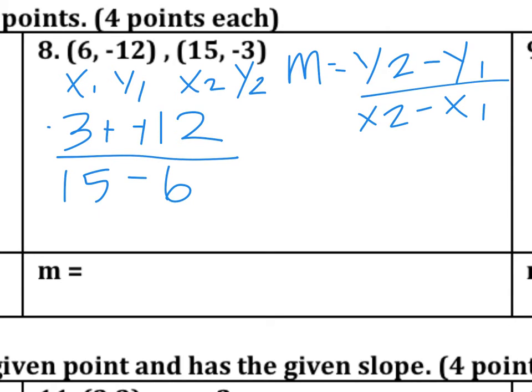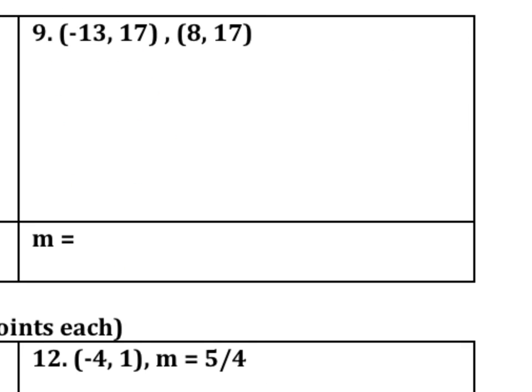And negative 3 plus 12 gives us a 9. And 15 minus 6 also gives us 9. So we know anything divided by itself is 1. So the slope on this one would be 1.